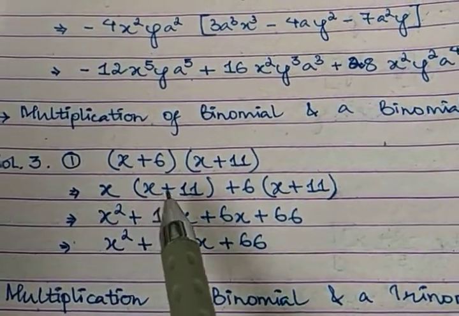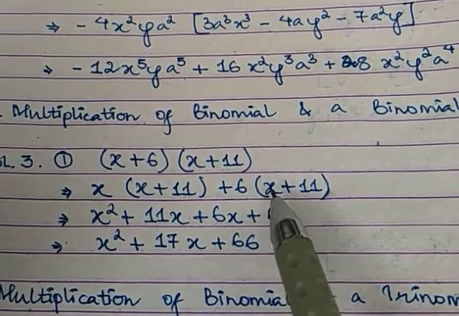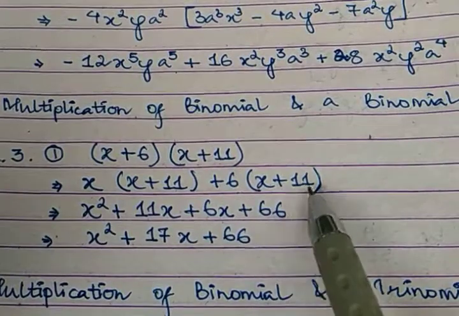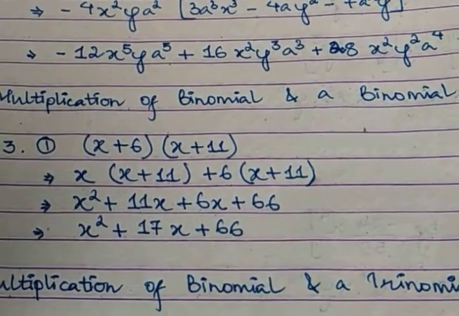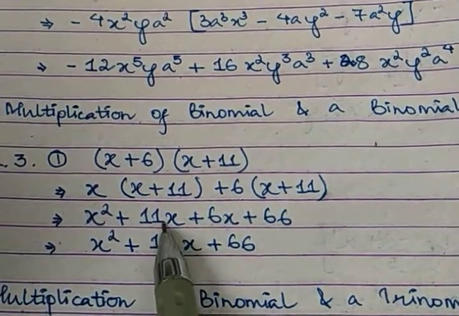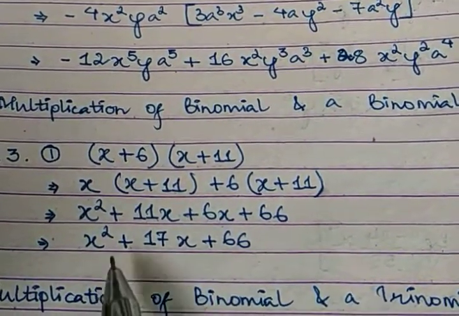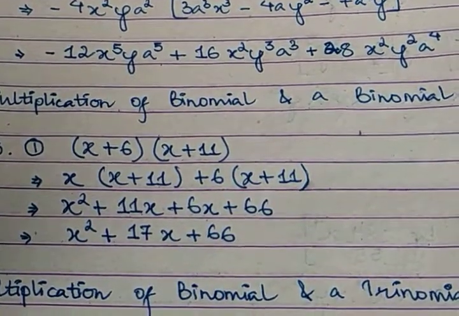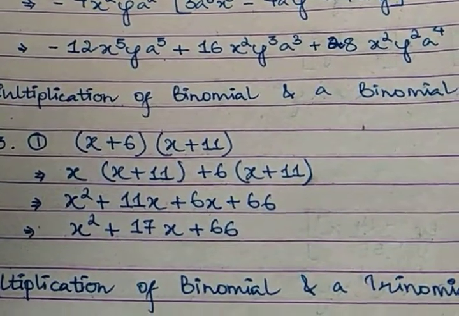Again plus into plus, it's plus 11 into x, 11x, plus 6 into x, plus 6x, plus 6 into 11, again it's 66. See, now are we done here? No, we are not. Why? Because of these two terms. They are like terms with same signs. So same signs added, sign remains same, we know that. So it is plus 17x. Okay, so the answer is x square plus 17x plus 66.